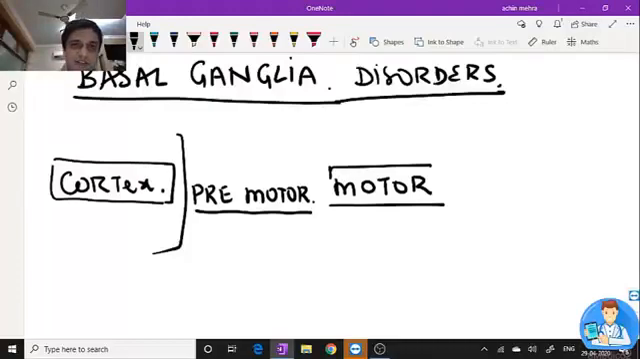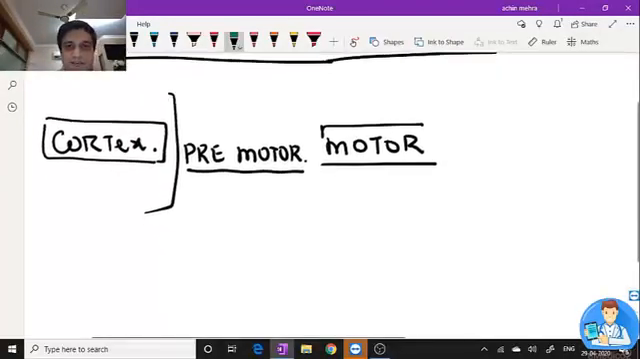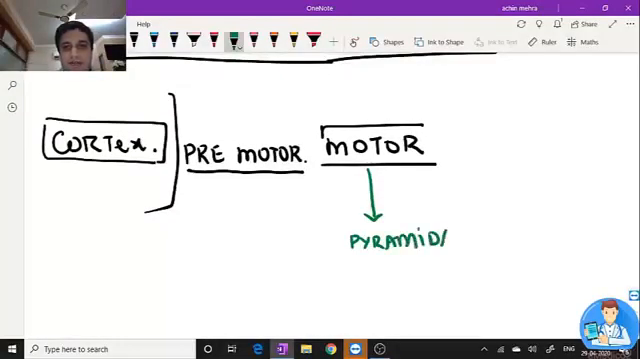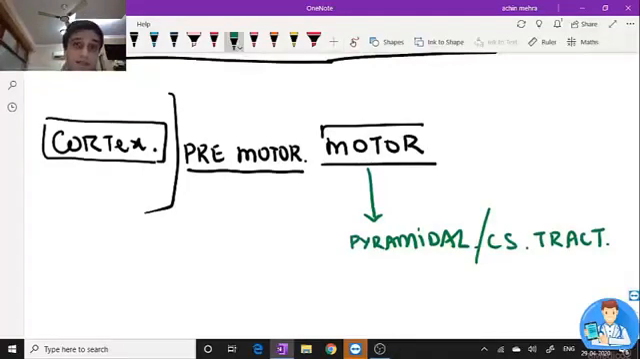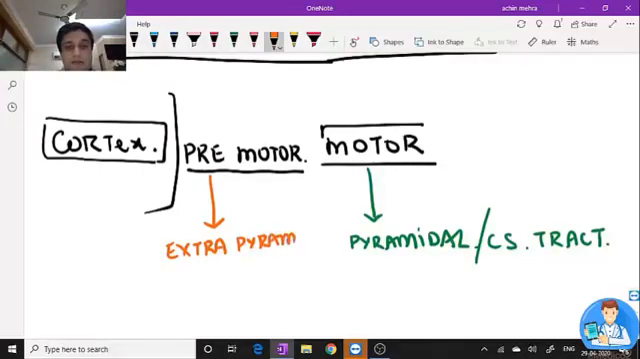The motor cortex is connected with the body with the help of a tract known as the pyramidal or corticospinal tract. Don't ask me the abbreviation full form, it's very simple. CS stands for corticospinal tract. But remember this, the premotor area also gives rise to a tract known as the extrapyramidal tract. So there are two tracts: one is the pyramidal, one is the extrapyramidal tract, which work in conjugation with each other and help me to move the body.